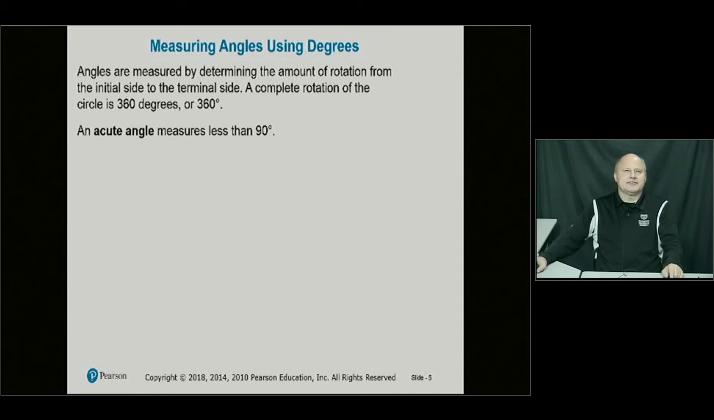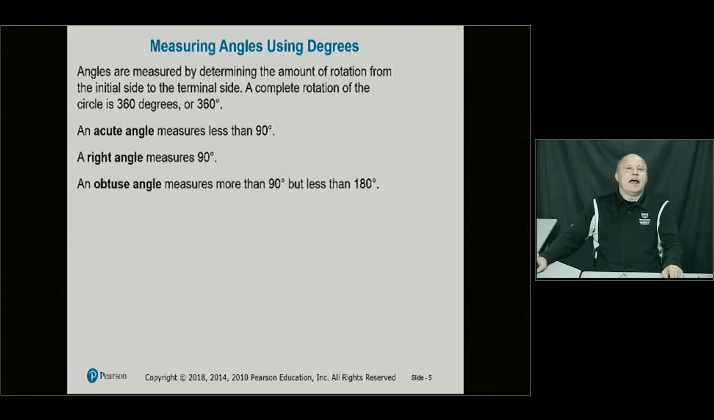This publisher just says less than 90. I think they should say less than 90, but more than 0. A right angle is an angle that measures 90 degrees. A lot of these definitions are like, I've seen these before. Yeah, they are geometry. That's where you may have seen these before, in high school geometry. An obtuse angle is an angle that measures more than 90 but less than 180. And a straight angle measures exactly 180 degrees. So those are what we call four special named angles.